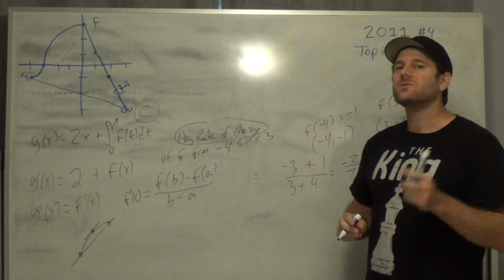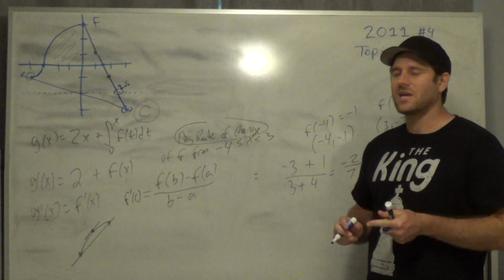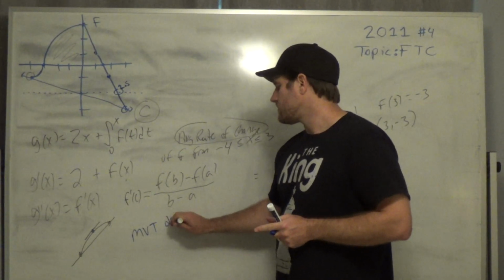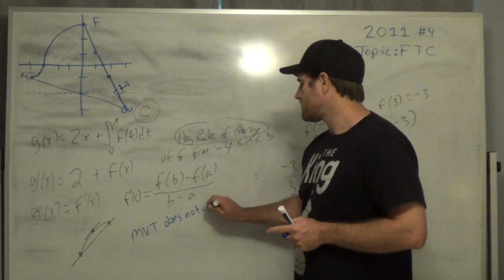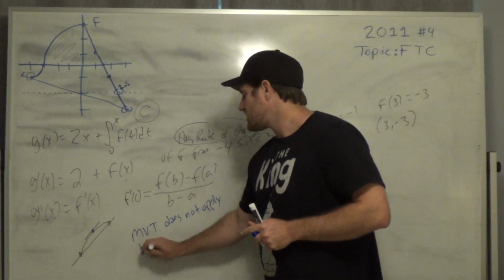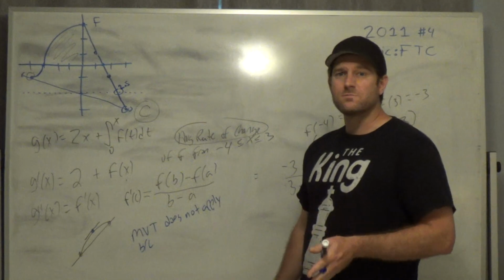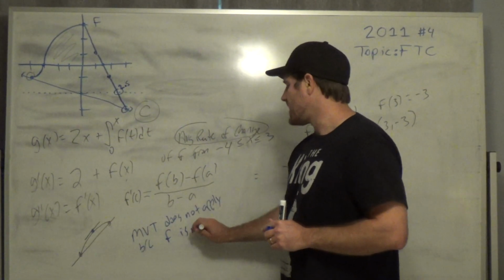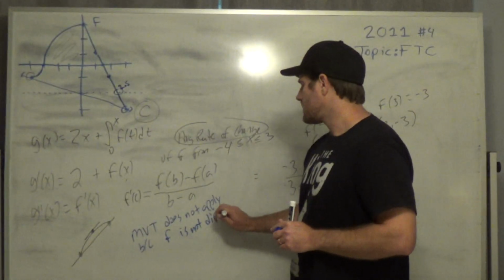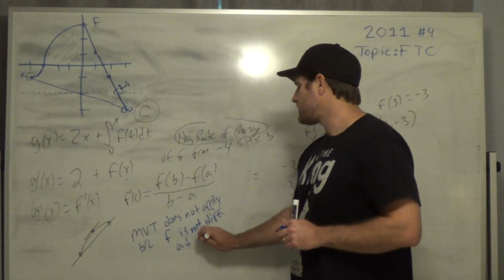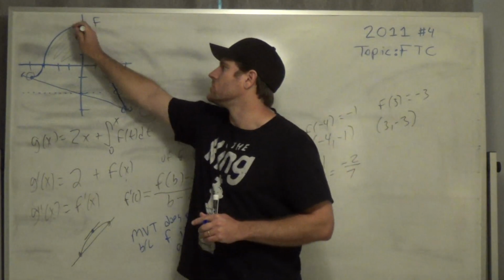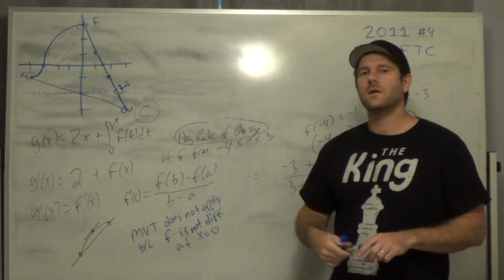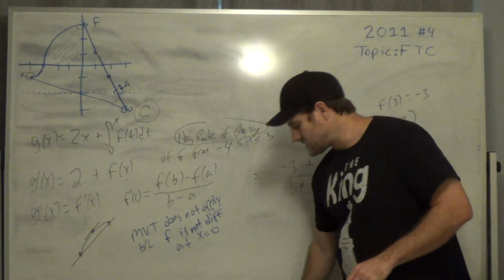So the mean value theorem only works if a function is continuous and differentiable. So we could simply say the MVT does not apply because, and when we say differentiable, we mean smooth, no sharp turns, because f is not differentiable at, where is it not differentiable? When x is 0. That's where your sharp turn is. So because there's a sharp turn, the mean value theorem does not apply. All right, anyways, that's part D.